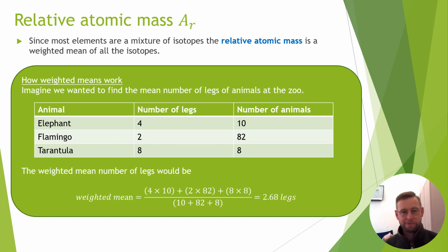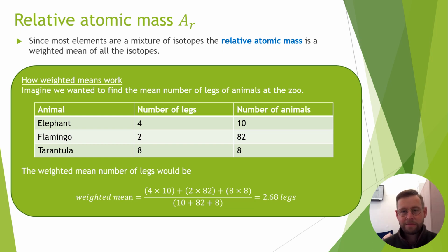So here is a real-world example. I wanted to know the weighted average of just how many legs the animals at the zoo had. And you can see I've got elephants, flamingos, and tarantulas at my zoo. Elephants, of course, have 4 legs, flamingos 2, and tarantulas 8. Now, it's not as easy as just adding up the number of legs. No, that wouldn't work. Or adding up the number of animals. That wouldn't work. We need to take a weighted mean.